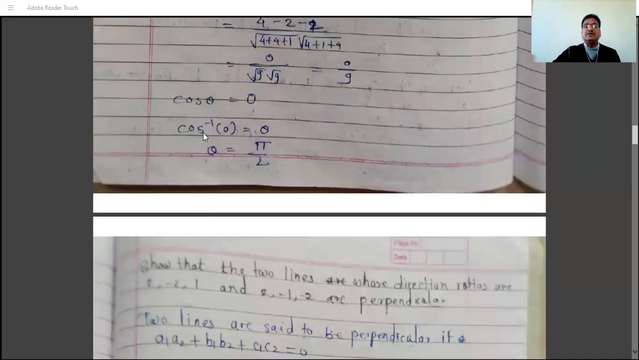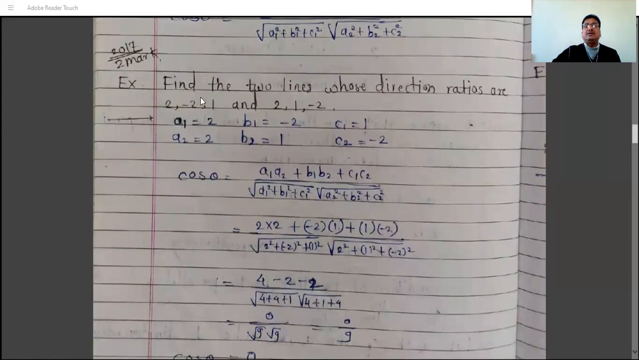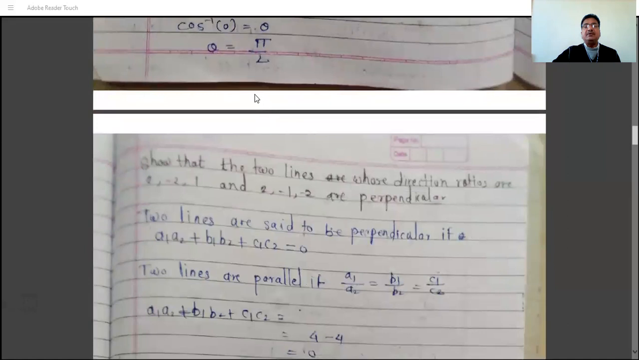that means cos theta is 0. Theta is cos inverse 0, and cos inverse 0 is pi by 2. That is, the angle between the given two lines is pi by 2, which means the given two lines are perpendicular to each other.